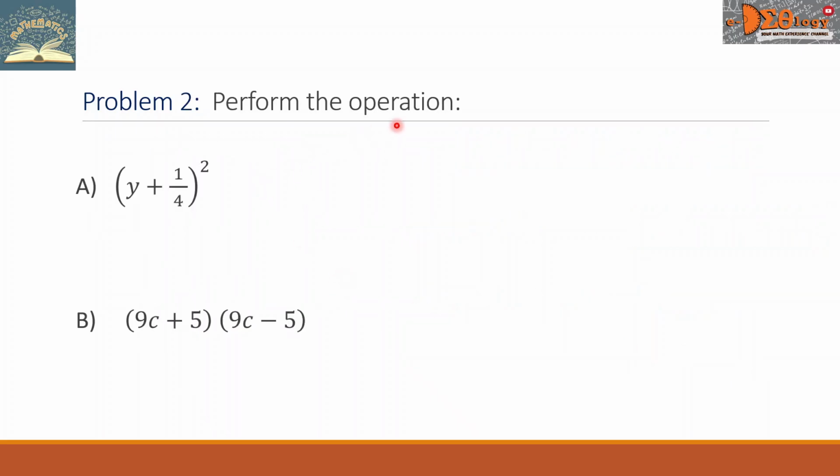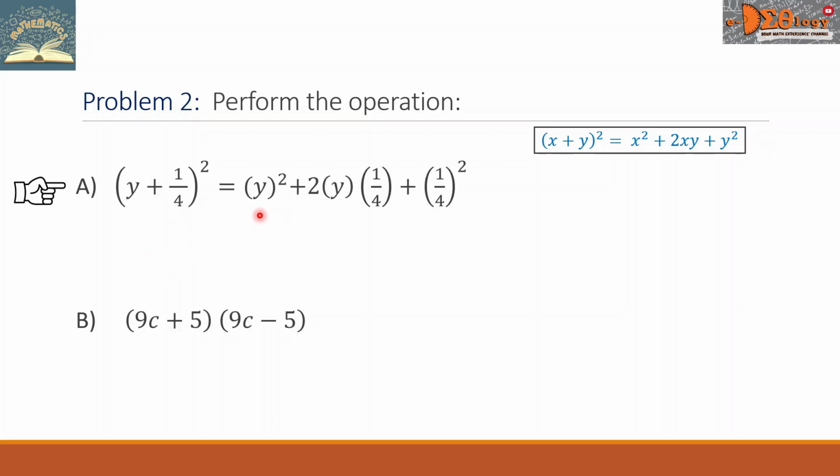Problem 2, perform the operation. We have here two expressions. Let's begin with A. The square of the binomial y plus the fraction 1 over 4. We have our special product, the square of the quantity x plus y, and we have three terms in the answer. So let's apply this product in here. We have y, that is squared, plus the constant 2 times the first term y times the fraction 1 over 4, plus the third term, this 1 over 4, we will put the square.